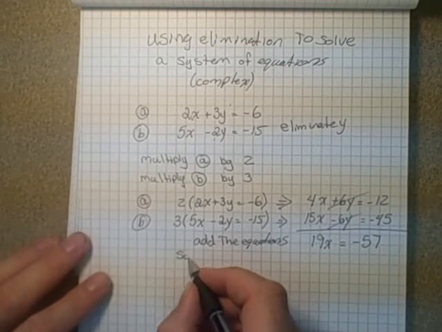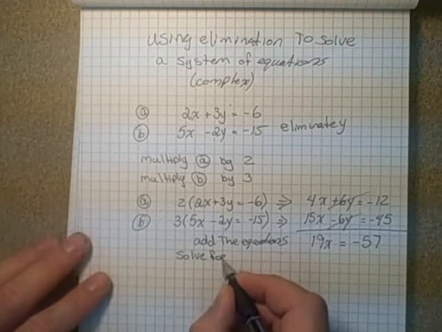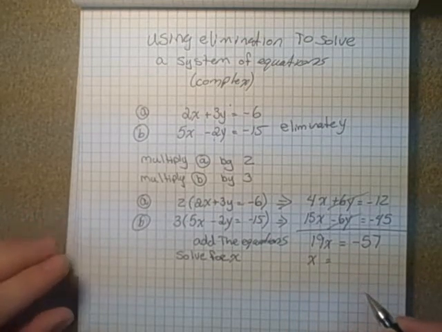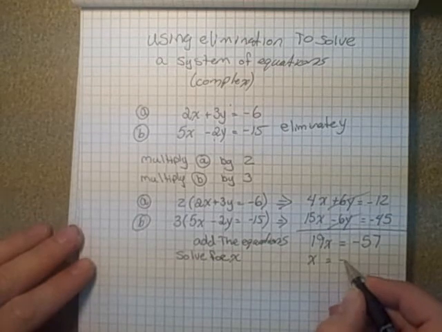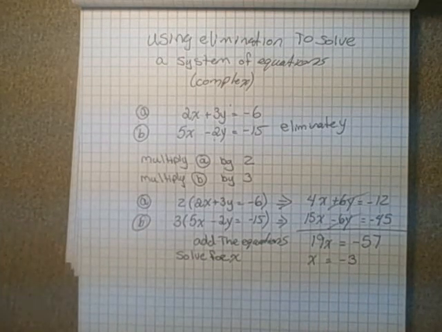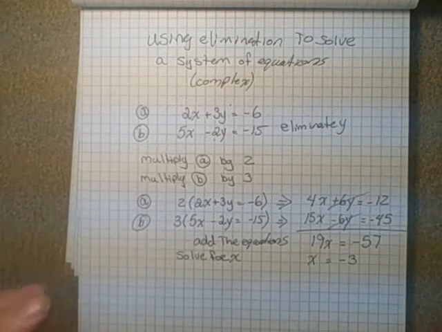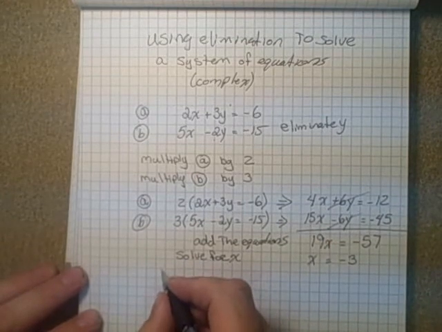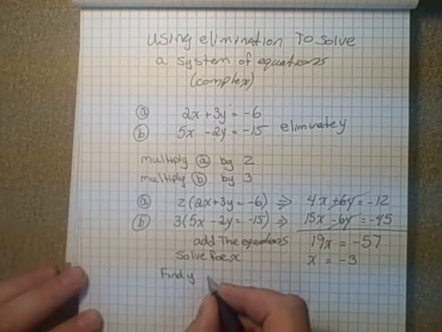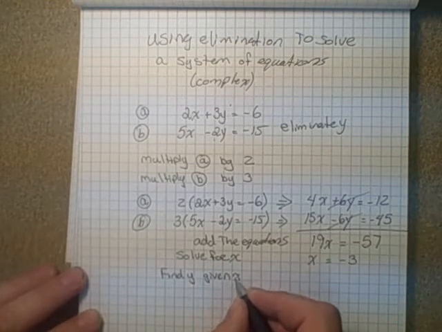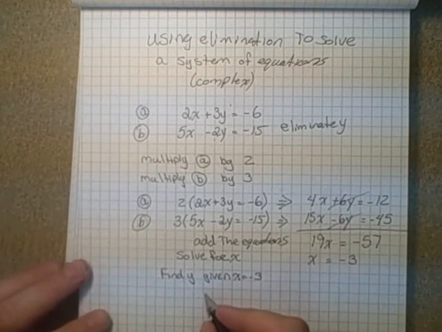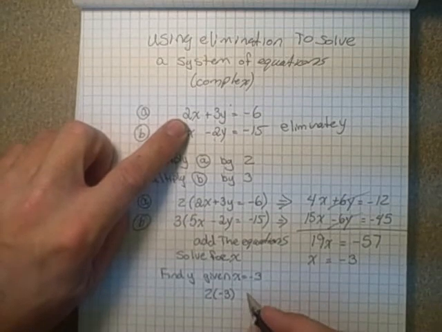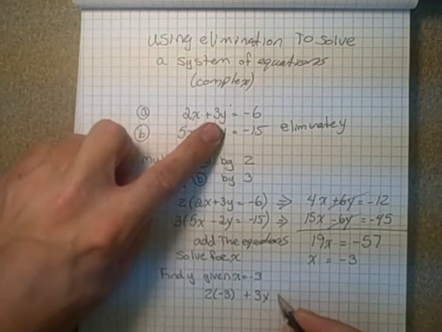Solve for x. Divide by 19 on both sides. 57 divided by 19 is 3, so that'd be negative 3. Okay, so we have that. Now we can solve for y by going to our original equation and finding y, given we know that x is negative 3. So I'm going to choose equation A. 2 times negative 3 plus 3y is going to give me negative 6.